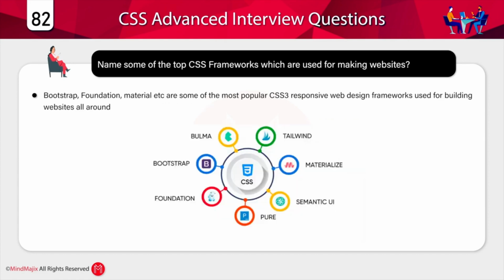Name some of the top CSS frameworks which are used for making websites. Bootstrap, Foundation, Material, etc. are some of the most popular CSS3 responsive web design frameworks used for building websites all around.